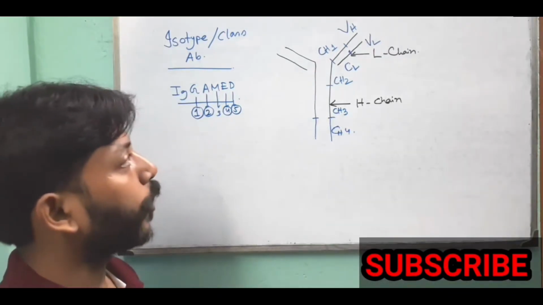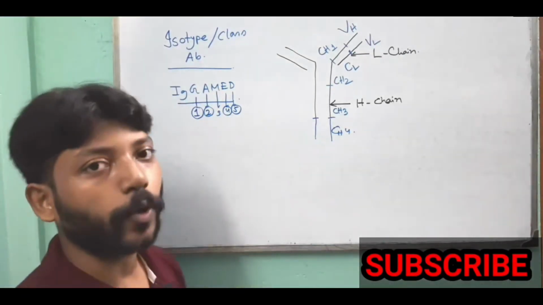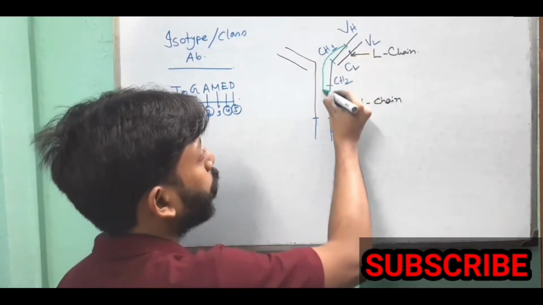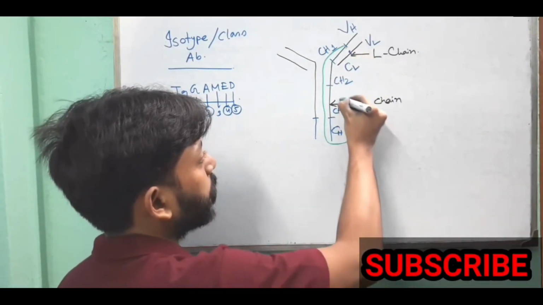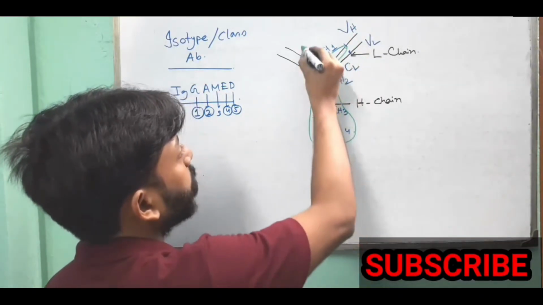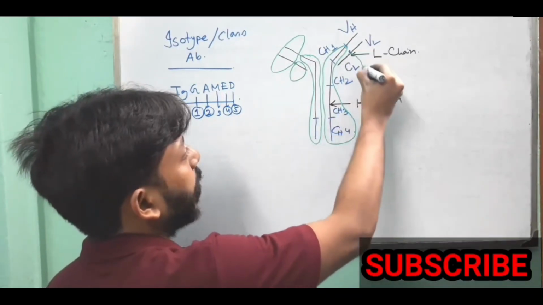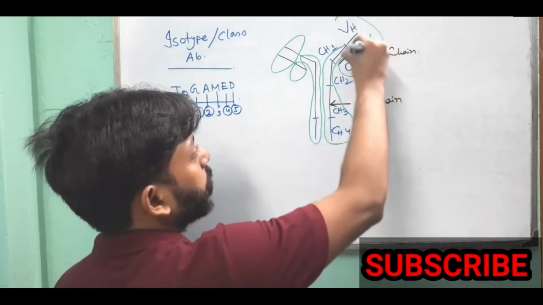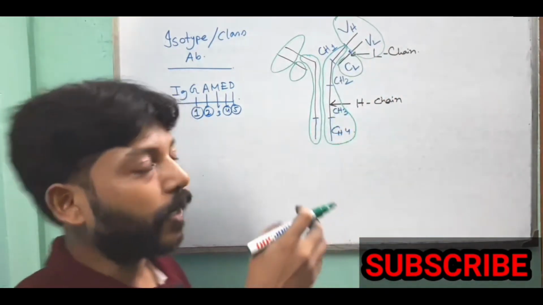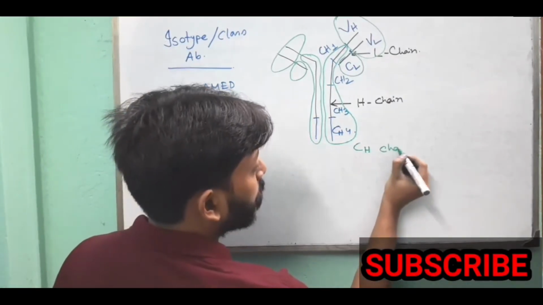The main important point I want to mention is that all the isotypes of antibody differ only in the constant heavy domain, in this region, only in this chain. They do not differ in the constant light chain or the variable region. This region is called variable and this region is called constant. So the isotypes differ in the constant heavy chain domain.